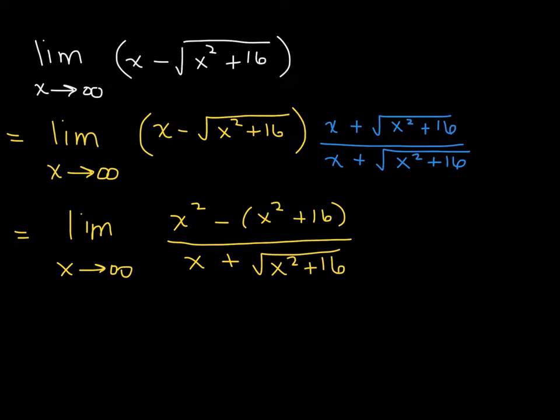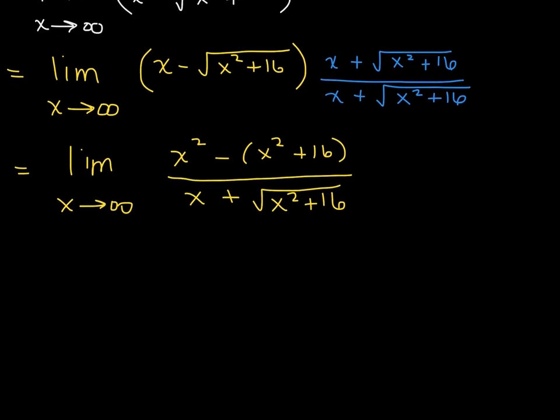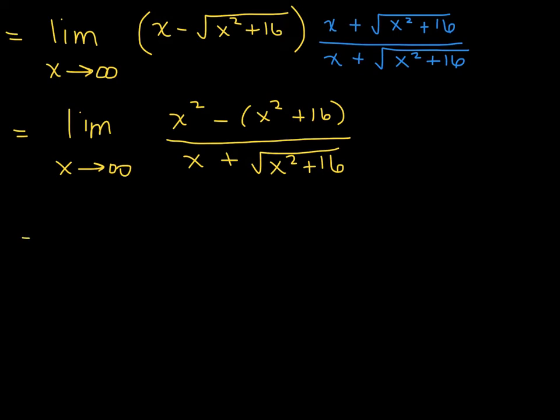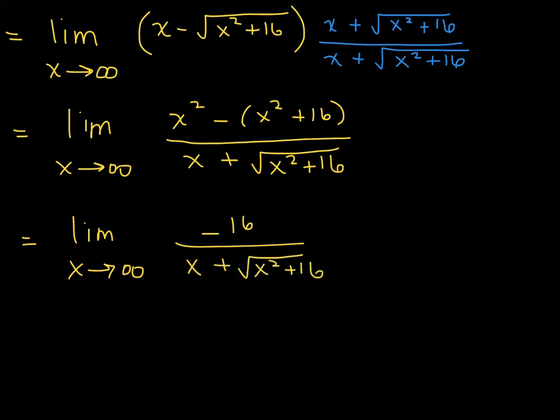Now continuing to simplify, this leaves us with the limit as x approaches infinity. Look at this numerator. All you're left with is negative 16 over this denominator. Now, remember that your x values are growing without bound, right? So your denominator is approaching infinity. It's getting bigger and bigger, while your numerator is fixed. Your numerator remains constant. That means the limit is going to be 0, which is a real number.